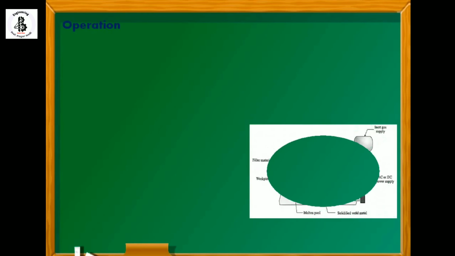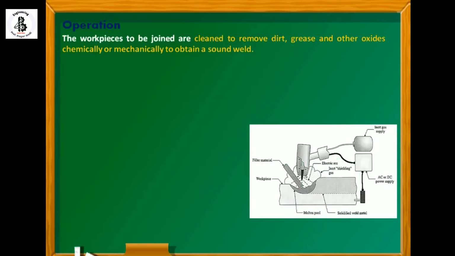The operations for the TIG welding process. First of all, the workpieces to be joined are cleaned, and the dirt, grease or other oxides are removed chemically or mechanically to obtain a sound weld. That is the basic requirement, to clean your job before starting any welding process. The welding current and inert gas supply are turned on.